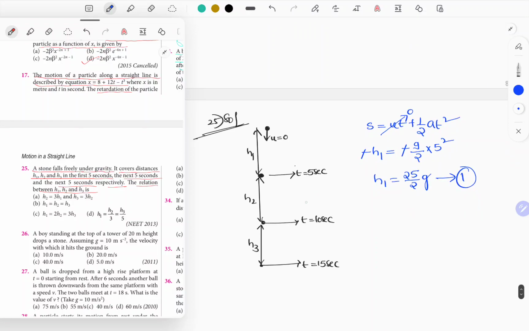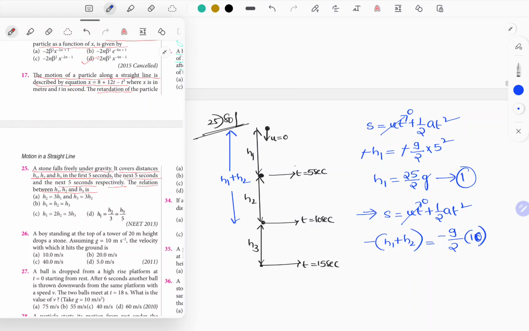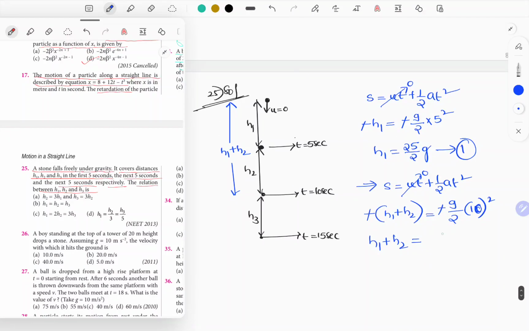Next, look at the next 5 seconds. In the next 5 seconds it is traveling H2. Let me add the total distance. What is the total distance from the starting to 10 seconds? It is going to be H1 plus H2, right? So H1 plus H2, use the same equation, S is equal to ut plus half at square. Initial velocity is 0. S is now minus H1 plus H2, the total distance in 10 seconds, equal to minus g by 2 into 10 square, because it is taking 10 seconds. Minus minus will get cancelled. So H1 plus H2 is equal to 100 into g divided by 2.